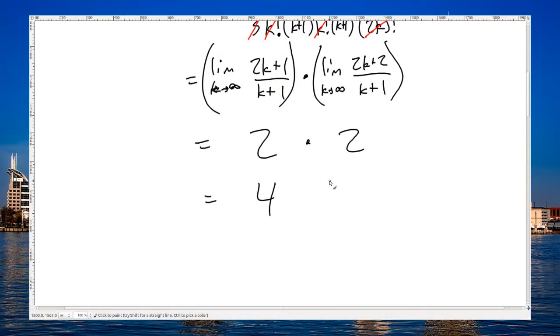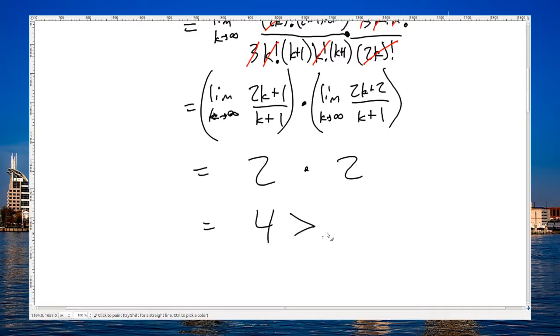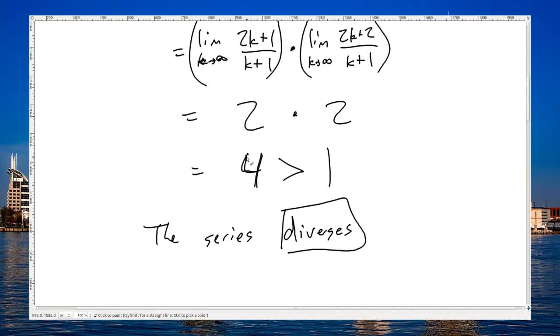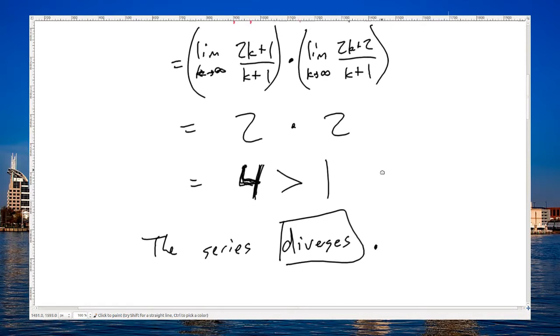So at the end of the day, what's going on here? Well, 4 is bigger than 1. Okay, and if it's bigger than 1, we can then conclude that the series diverges. And it diverges because future terms get about 4 times bigger than previous terms. Every time you go through the sequence that we're adding up, these terms are getting about 4 times bigger each time from term to term. There's no way that's going to add up to something finite. The series will diverge in this situation.